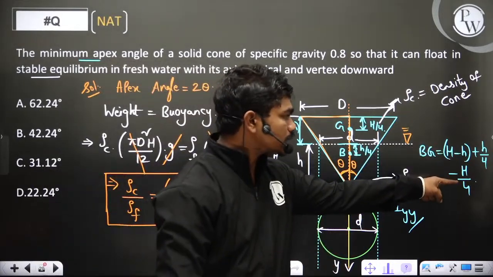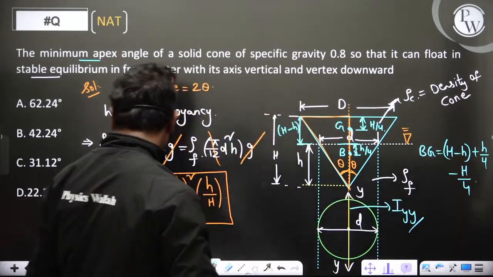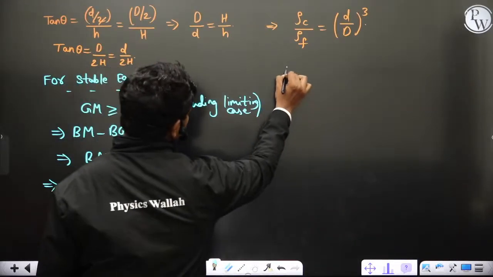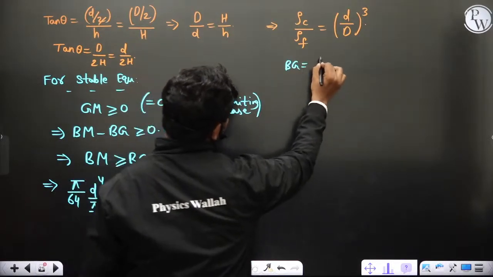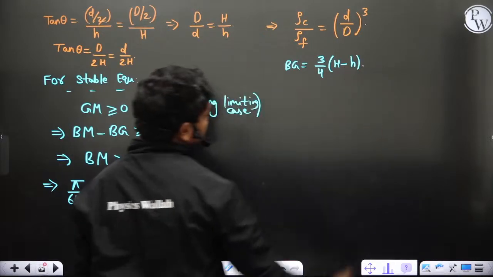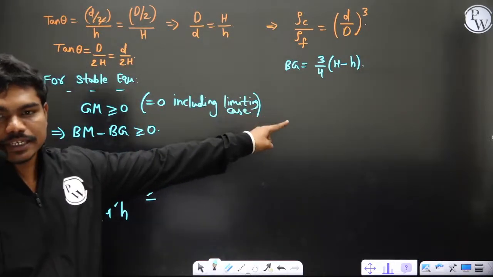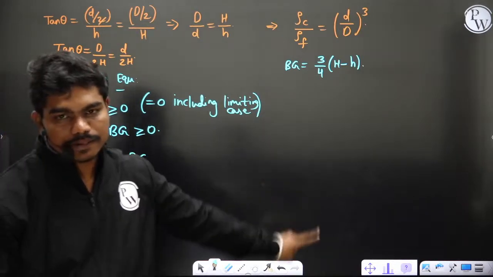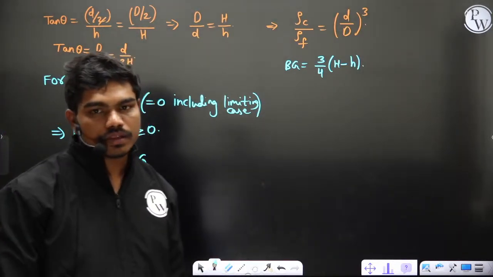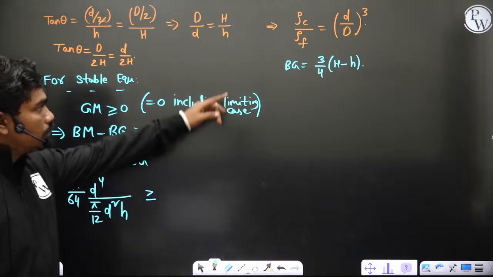So capital H minus small h by 4, 3H by 4, small h plus 3h by 4 minus 3H by 4. So basically you can say BG will be equal to 3 by 4 times of H minus h. Correct? Can I say this? Can I write this expression for BG? Yes or no? Type in the chat box. Yes or no? Quick. Please type in the chat box.